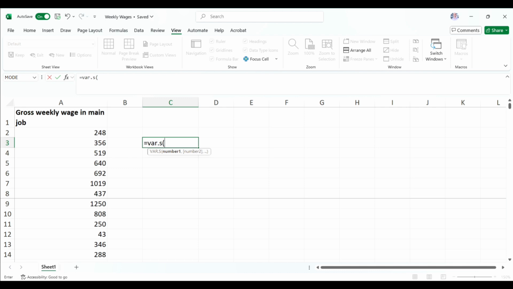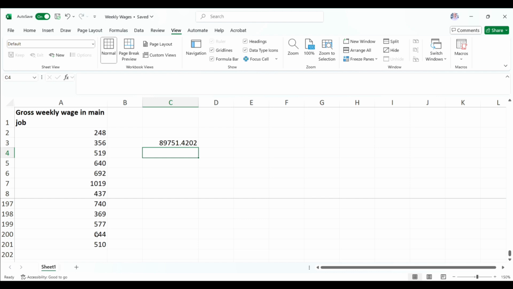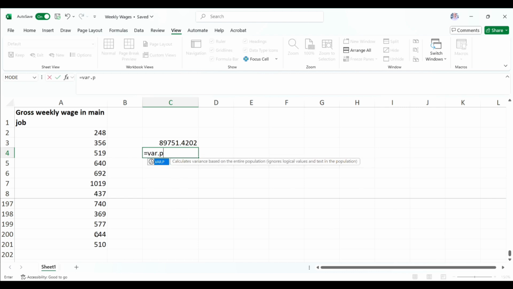So if you want to find an estimate of the population variance based on a sample of data, you'll use this =VAR.S, and you'll select your data. Here we've got 200 observations, so we'll scroll all the way down to cell 201, and we will close our brackets. And that gives us an estimate of our variance of 89,751.42.